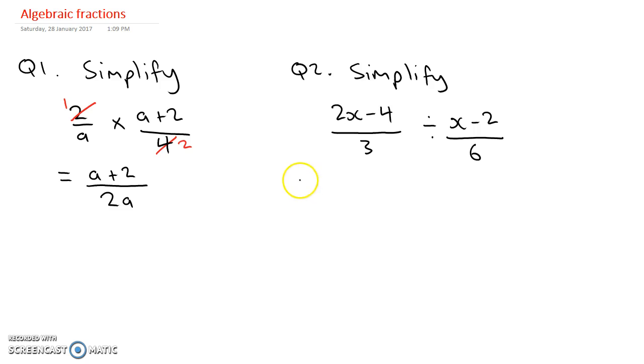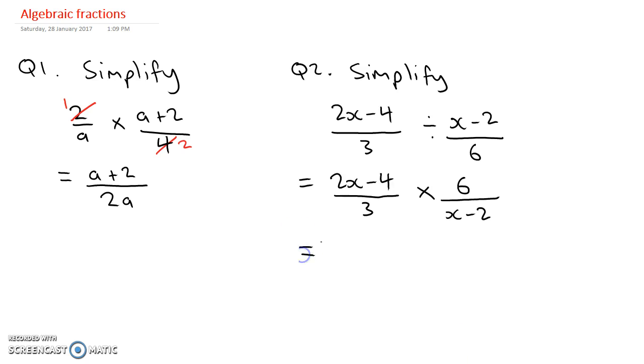So our first line of working, let's make 2x minus 4 over 3. So the first fraction stays the same. But our second fraction, we change the divide sign to a multiplication and we flip it. So it becomes 6 over x minus 2. That step there is your first step whenever you're dividing two fractions. Whether there's algebra involved or not, you flip the second one and you change the division sign to multiplication.